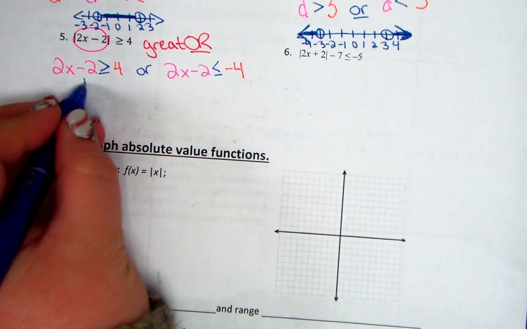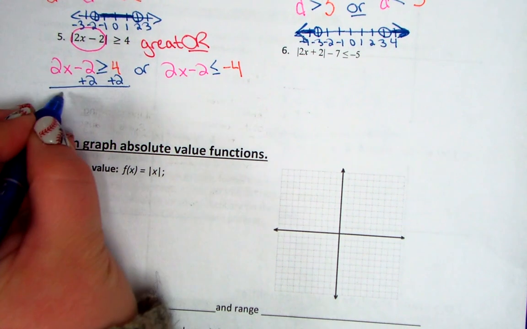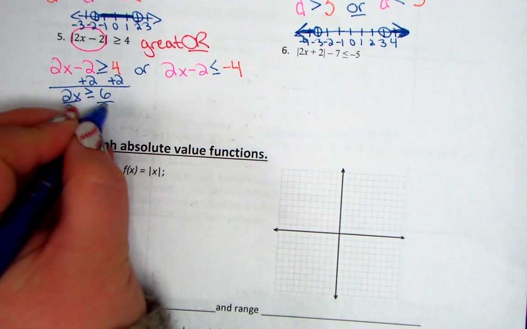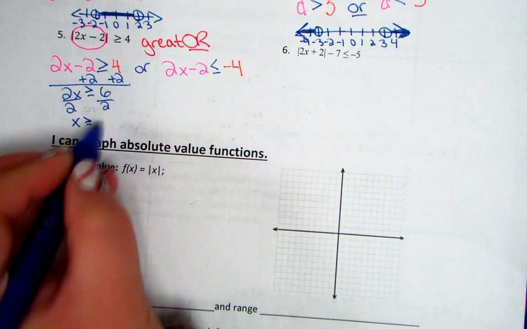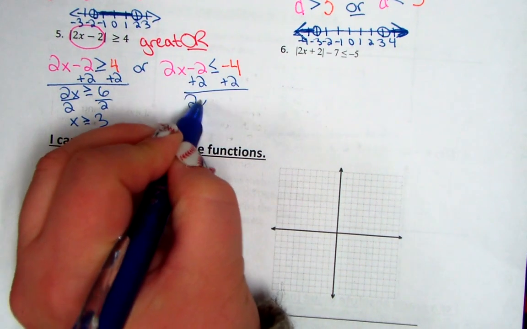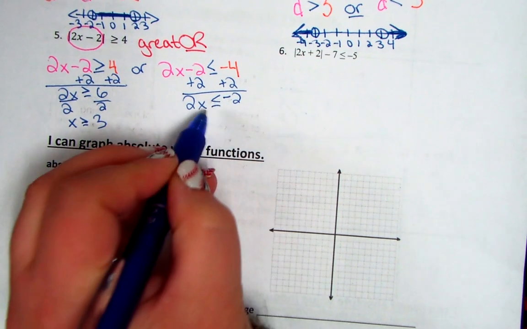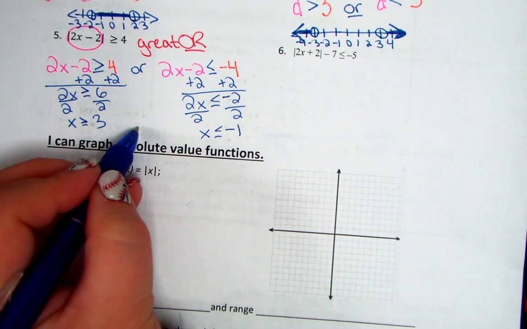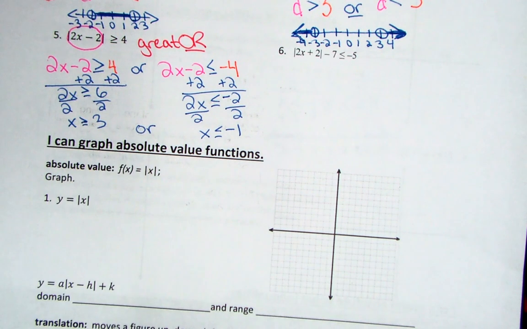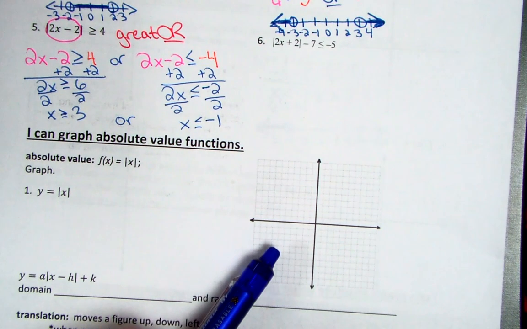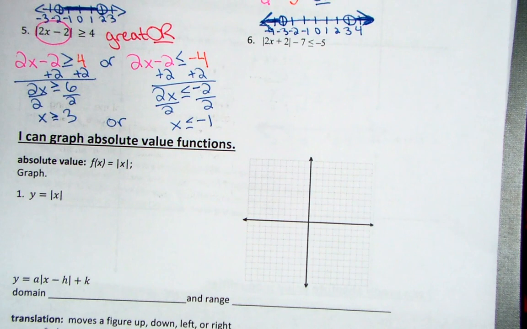Now it's time to solve. Add 2 to both sides. It gets solved just like a normal set of inequalities. Divide by 2 on both sides. Over here, we'll add 2 to both sides. Divide by 2 on both sides. And x is less than or equal to -1. And we don't forget to have an or in between them in my answer. I'm going to skip graphing this one because it's the same process as what we've done several times before, including the last standard.